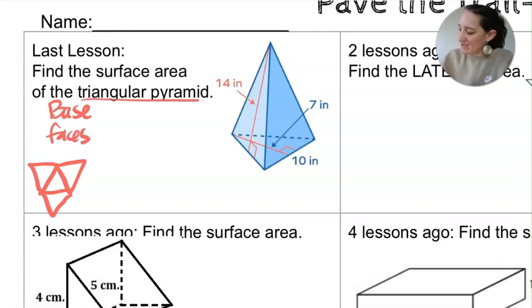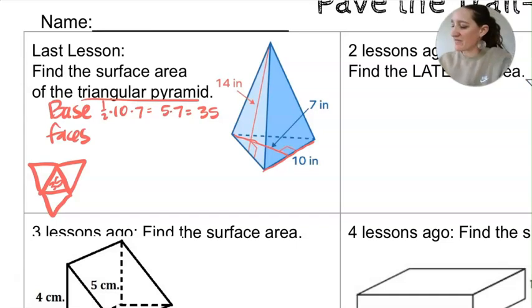So the base, it looks like is 10. It looks like the height of that base is 7. So we'll go 1/2, 10 times 7, which is 35. So 35 inches squared for the base. Okay, let's go on to the faces.